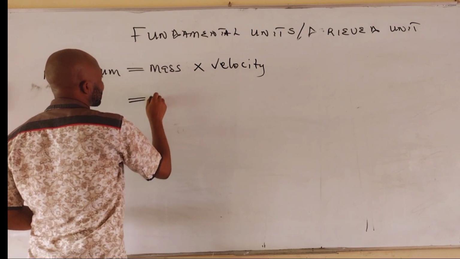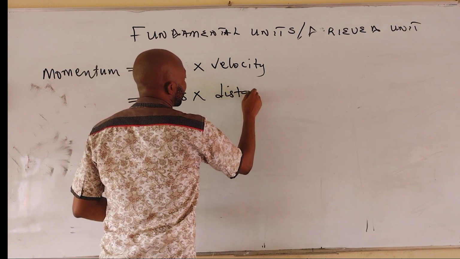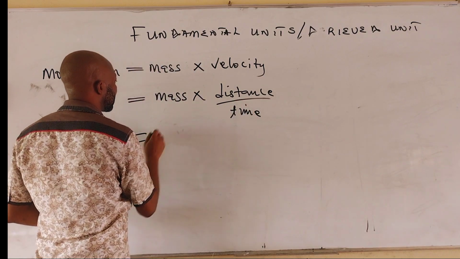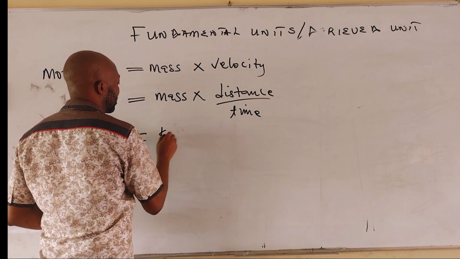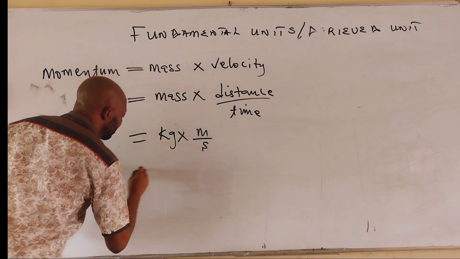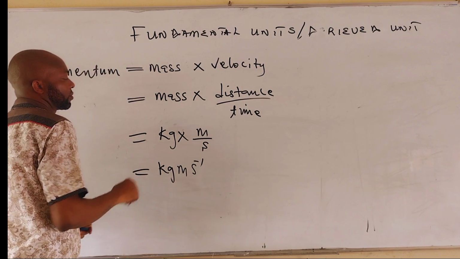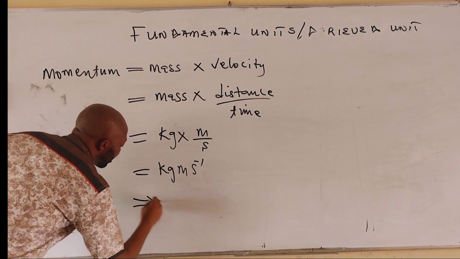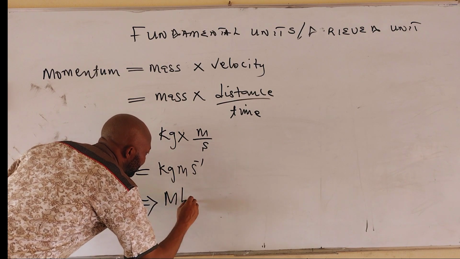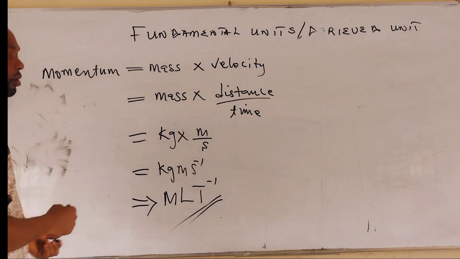So this is mass times velocity, which is distance or displacement over time. So mass is in kg, distance is in meter, over time in second, which means kg meter per second. And the dimension therefore becomes kg is capital M, meter is capital L, time is capital T minus 1. So this becomes the dimension for momentum.